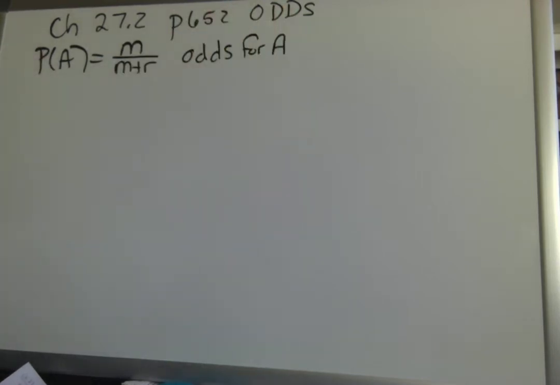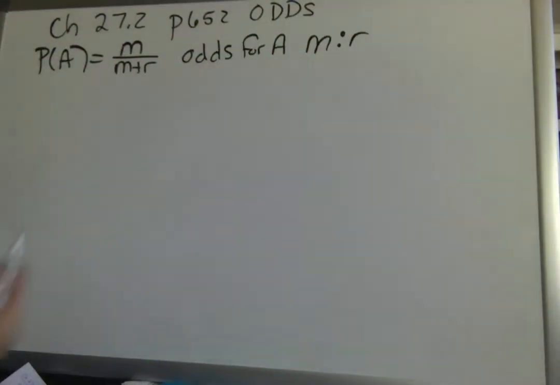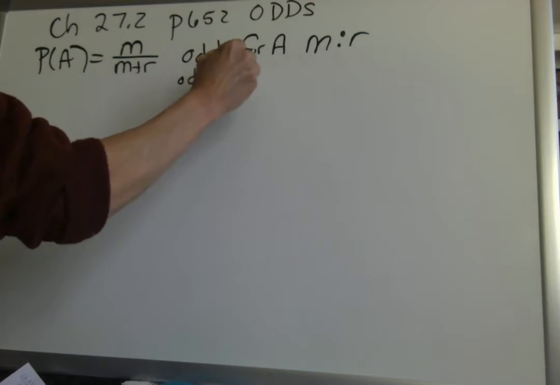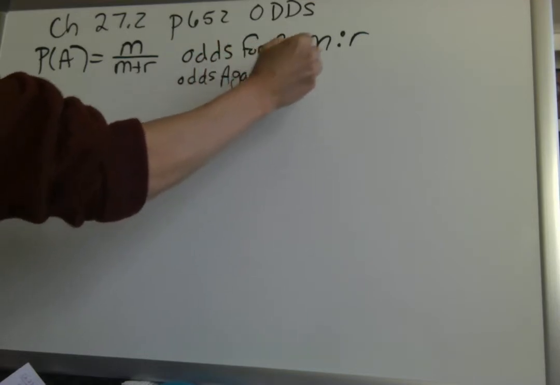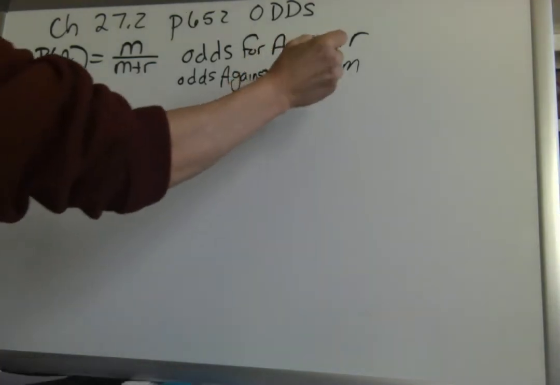Then you have to worry if they're asking odds for something or odds against something. So if you want odds for A, it's M colon R. The colon is really critical. That's like the notation for odds. And if you want odds against, it's R colon M.